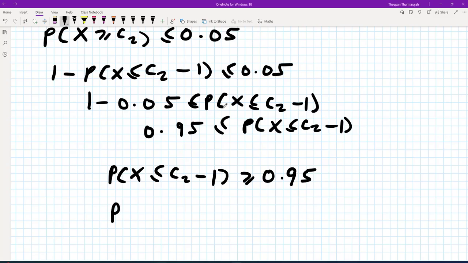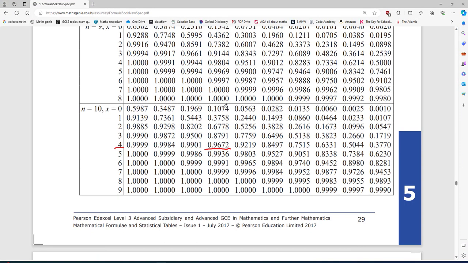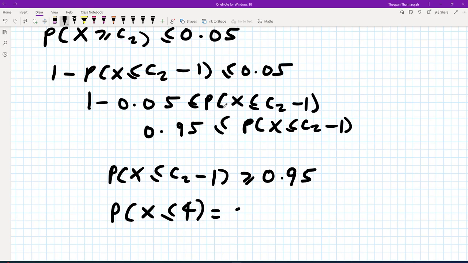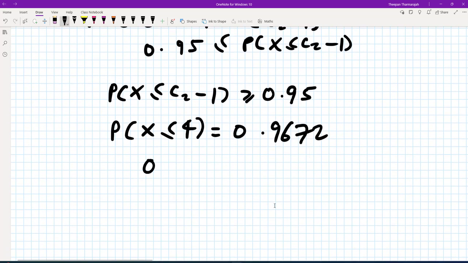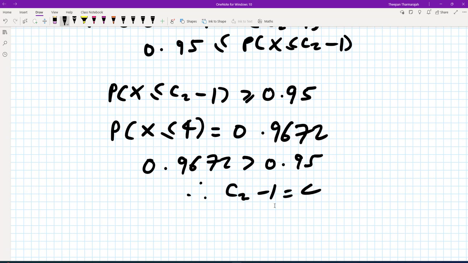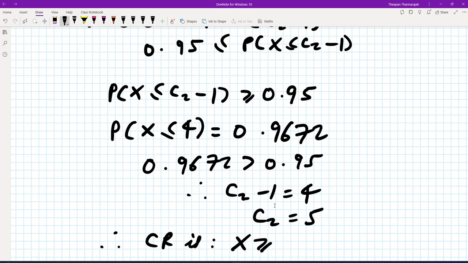So we can say the probability that X is less than or equal to 4 is equal to 0.9672. 0.9672 is strictly greater than 0.95. Therefore, C2 minus 1 must be equal to 4, so C2 is 5. We can conclude that the critical region is X greater than or equal to 5 in this case.